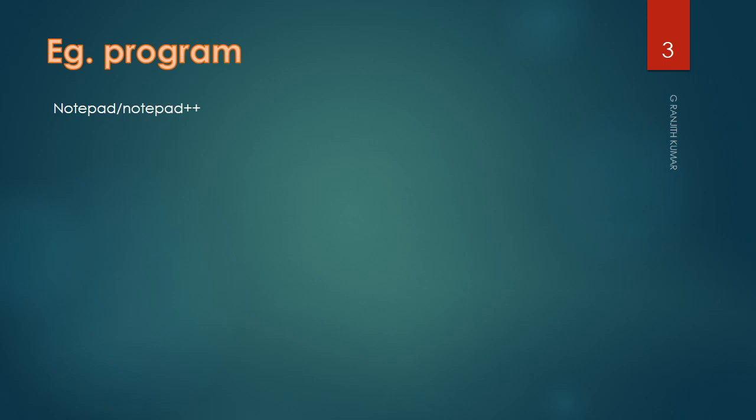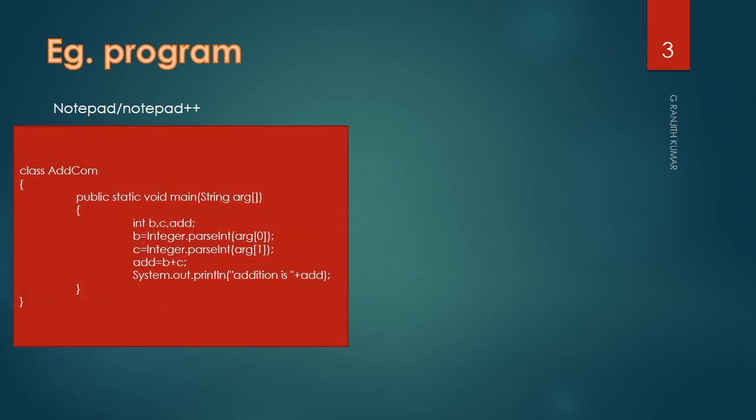Now let us see one example program. The simple way of writing the program is to open Notepad or Notepad++. So there you type the program. This is a simple program to find the addition of two numbers using command line arguments. After writing the program, you save it with the class name .java. So that is addcom, I have taken that as the class name. That's why the file name should be addcom.java. The class name is not a reserved word. We can use any name as a class name other than a keyword.